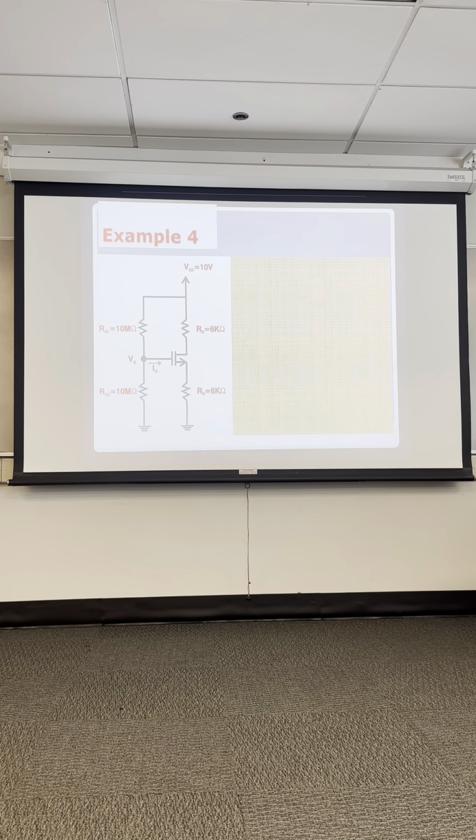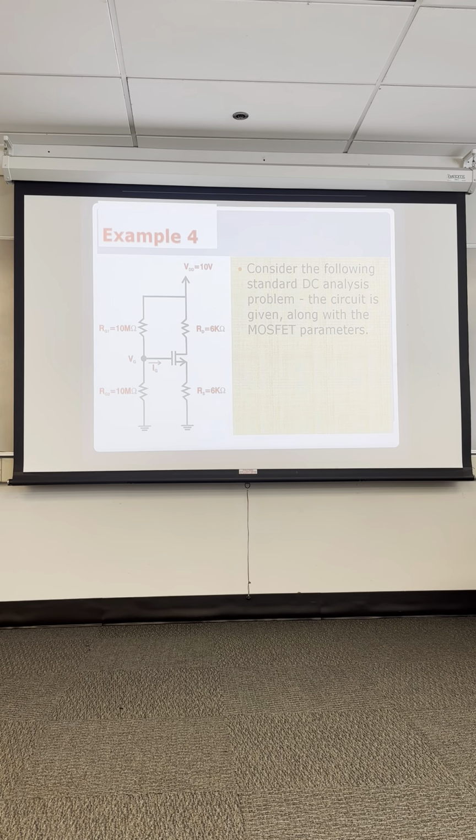So this is an NMOS enhancement MOSFET, and the circuit is already designed. The drain and source resistors are given, and also the two gate resistors. So this question is going to ask, what's the drain current?